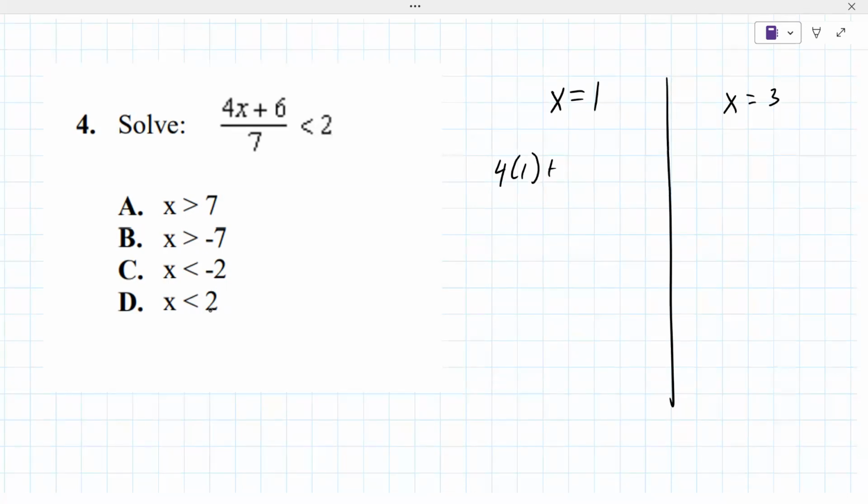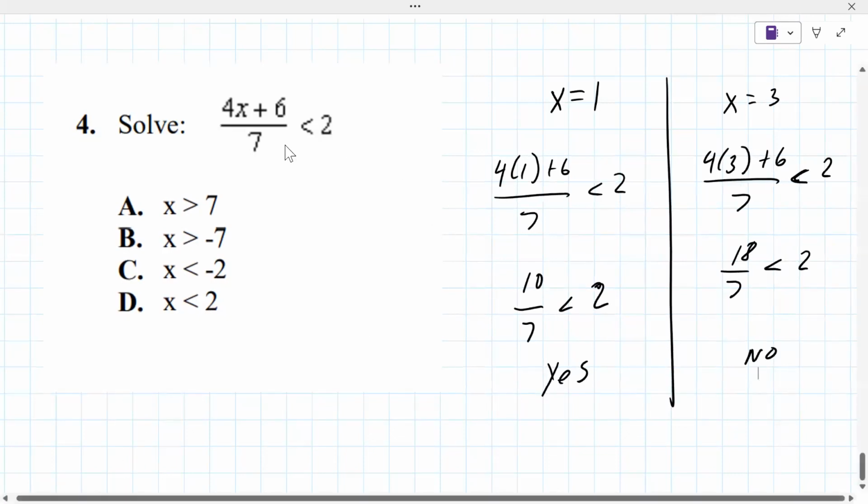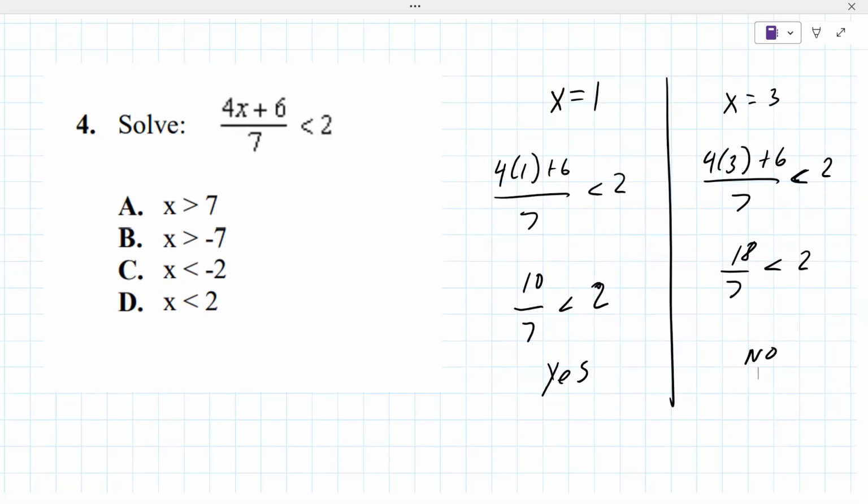4 times 1 plus 6 over 7, is that less than 2? Is 10 over 7 less than 2? What do you say? Yep. It sure is. Now 4 times 3 plus 6 over 7, is that less than 2? That should be false. Is 18 over 7 less than 2? The answer is no, it's not. So that's kind of a way to check these. It's not foolproof, but it works pretty well.